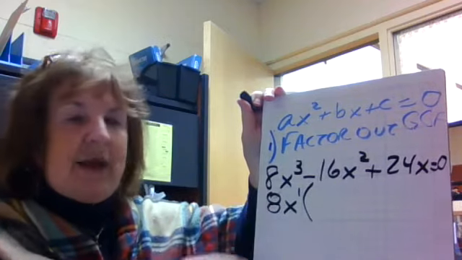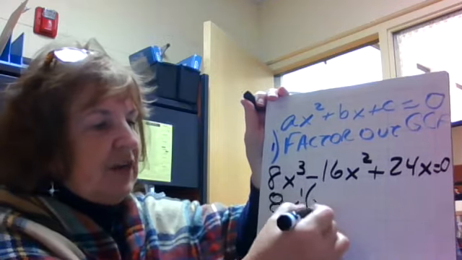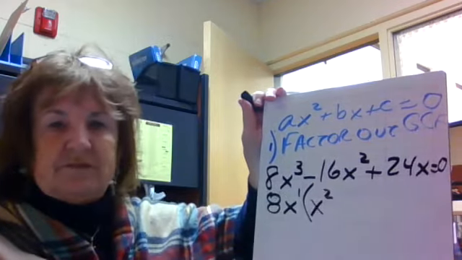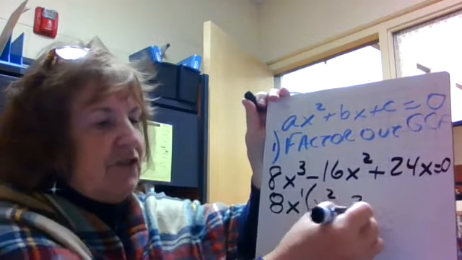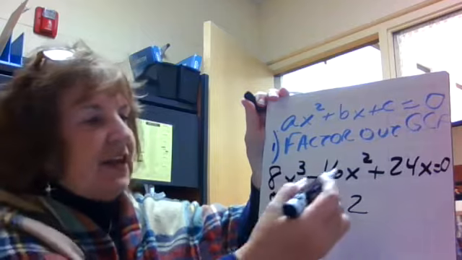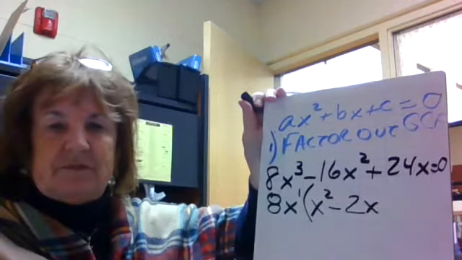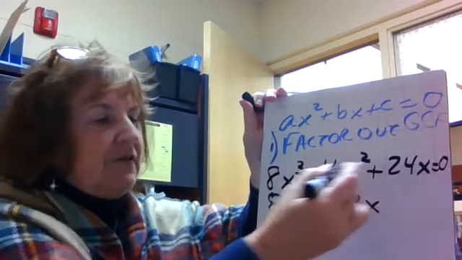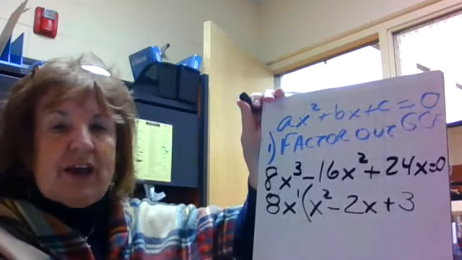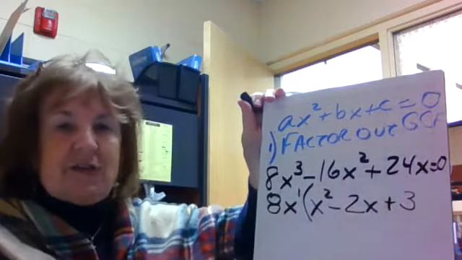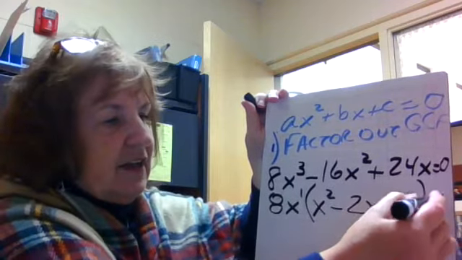So 8 divided by 8 is 1. Subtract the exponents. 3 minus 1 is 2. Negative 16 divided by 8 is negative 2. Subtract the exponents. 2 minus 1 is 1. And then positive 24 divided by 8 is positive 3. And when you subtract the exponents, 1 minus 1, that term is gone. And you're done.